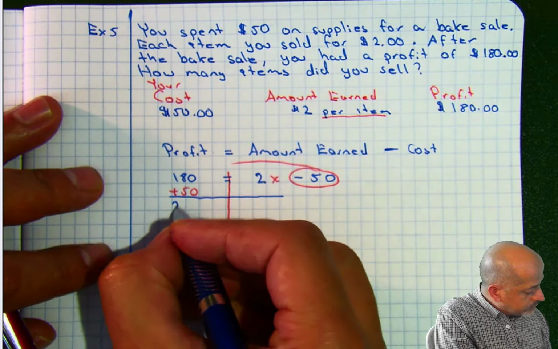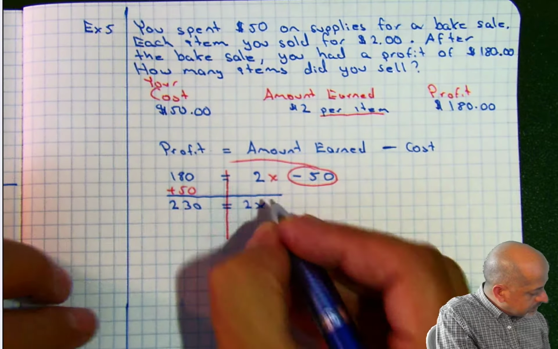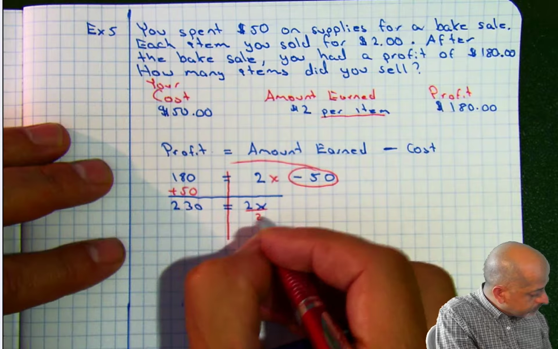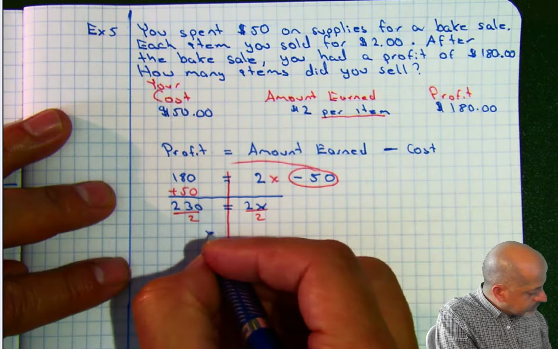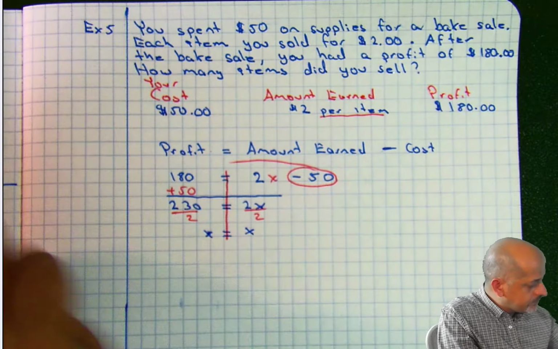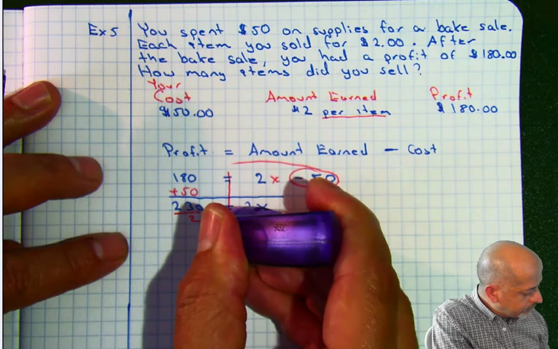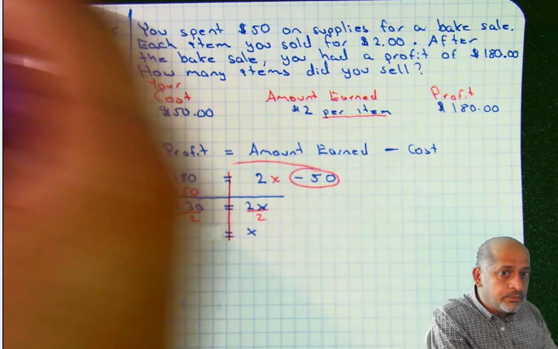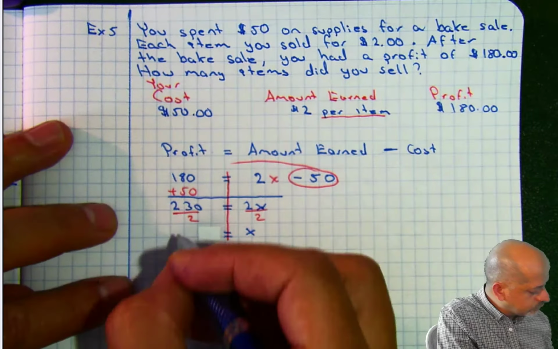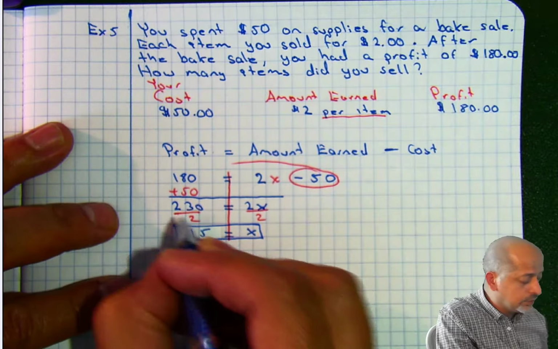That gives me 230 equals 2x. And I'm going to divide by 2. So it gives me x. I'm going to put my x on the left. Equals. What's 230 divided by 2? Well, half of 200 is 100. What's half of 30? 15. So 115. Or you can go to long division.